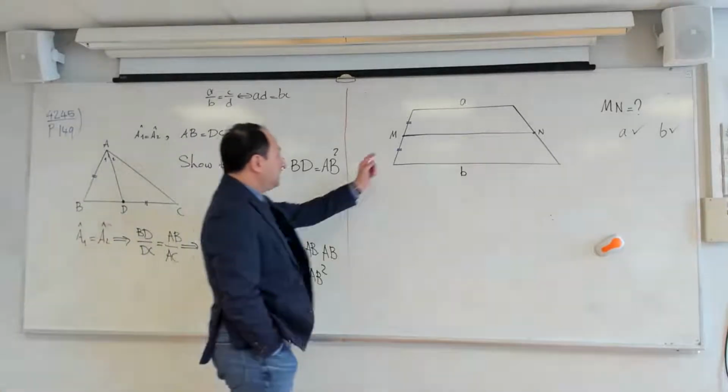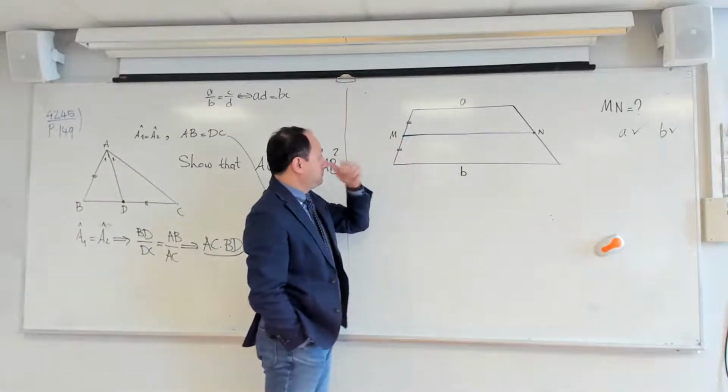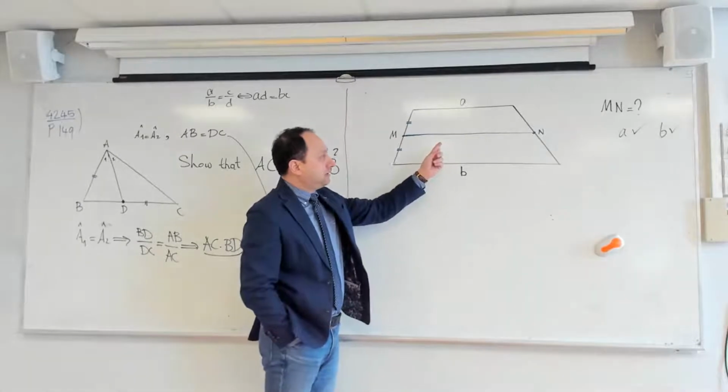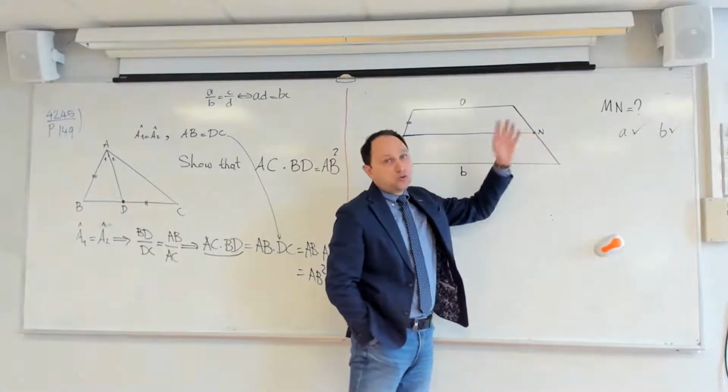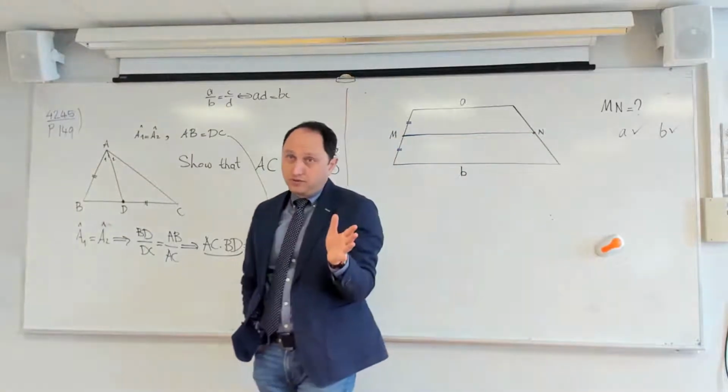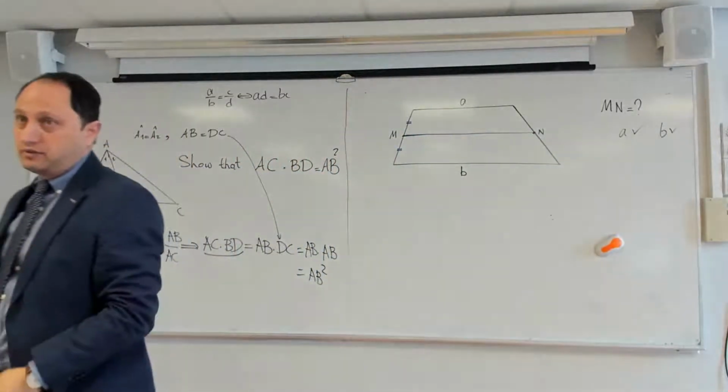What I do, I take M to be in the middle, and I just draw a parallel line. It can be shown that when it intersects, this is also in the middle. But you are not allowed to use it. If you want to use it, you have to prove it.